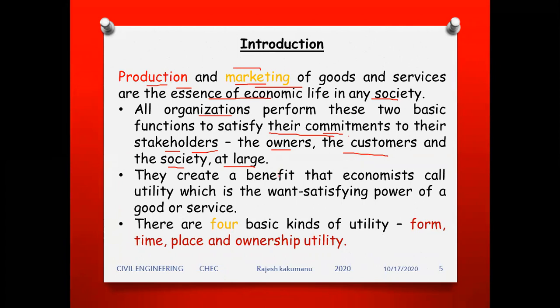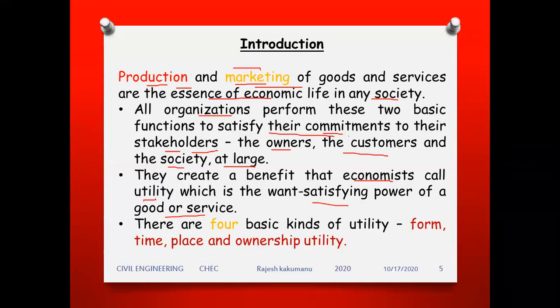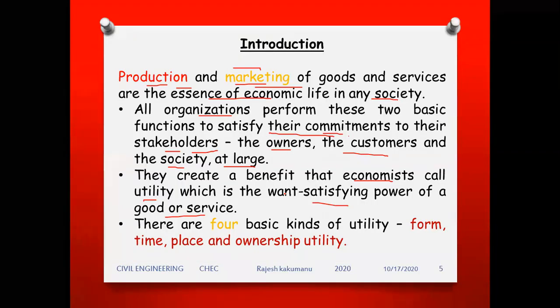They create a benefit that economists call utility, which is the want-satisfying power of goods or service. So who are these? Owners, society, people, customers, the vendors. All these create what economists call utility. As we discussed earlier, utility is simply nothing but value. So making the value is the want-satisfying power of the goods or service.